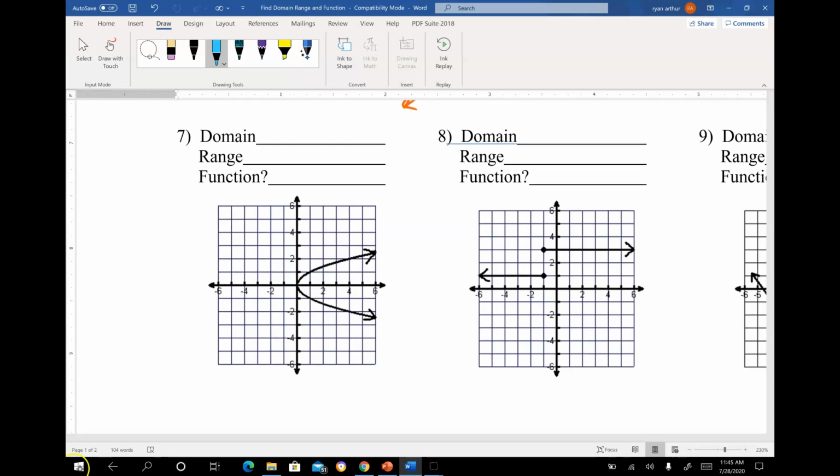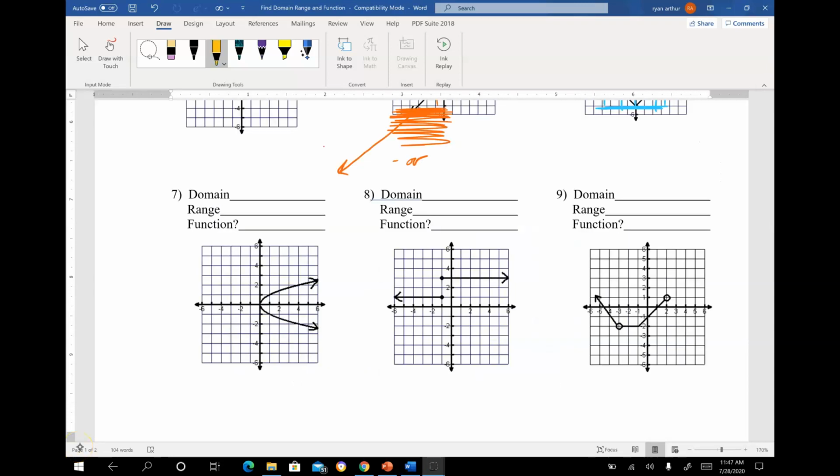Number 7. So, domain, how wide is the graph? Well, the smallest number it hits is 0. And then it keeps going to the right. Now, does it stop going to the right? No, those arrows mean that it's going to keep going even though the graph is not there. It's going to keep still going. And to the right is your positive infinity. So it's 0 to positive infinity. This 0 is not open, so it's a bracket, and infinity is a parentheses.